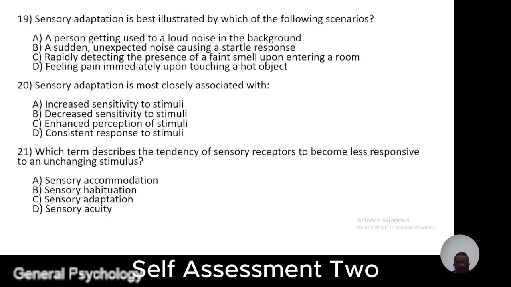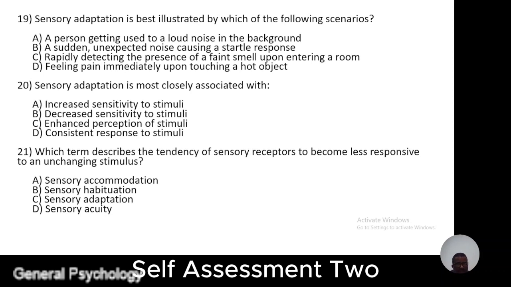Question number 19. Sensory adaptation is best illustrated by which of the following scenarios? A, a person getting used to a loud noise in the background. B, a sudden, unexpected noise causing a startled response. C, rapidly detecting the presence of a faint smell upon entering a certain room. D, feeling pain immediately upon touching a hot object.